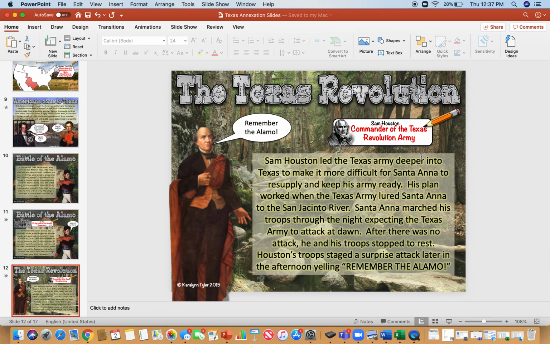Sam Houston led the Texas Army deeper into Texas to make it more difficult for Santa Anna to resupply and keep his army ready. His plan worked when the Texas Army lured Santa Anna to the San Jacinto River. Santa Anna marched his troops through the night, expecting the Texas Army to attack at dawn. After there was no attack, he and his troops stopped to rest. Houston's troops staged a surprise attack later in the afternoon, yelling, "Remember the Alamo." So basically, Sam Houston caught Santa Anna's army sleeping, right? They caught them by surprise.